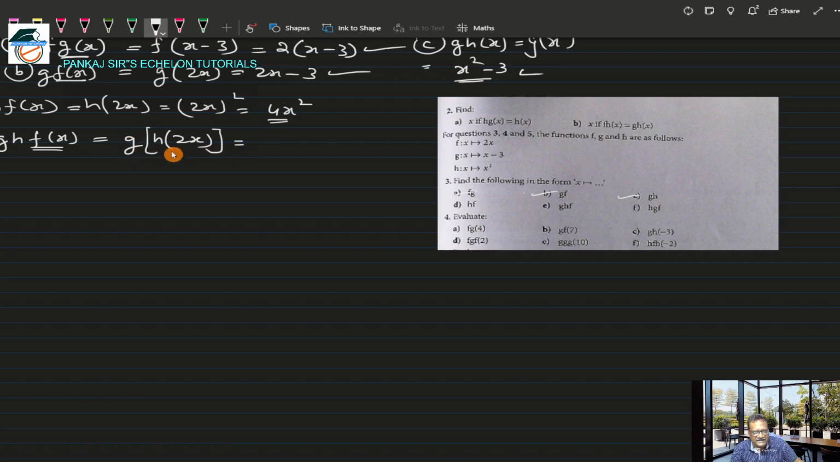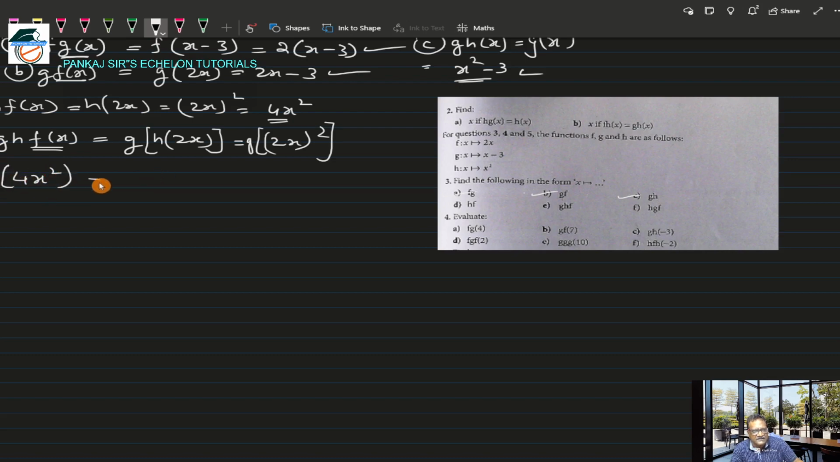Right. Now let us work out H of 2x. Now what is H of X? H of X is X square. So it will be 2x whole square. And now it will be G. Now G of 2x the whole square, or you can write G of 4x square.